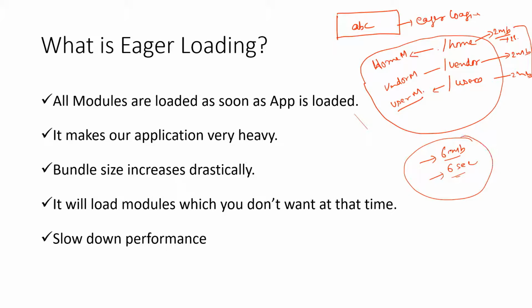So it slows down the performance. How does it slow down the performance? When abc.com appears in the browser, the first page is home, but we don't need the other pages like vendor and user. But in eager loading, it loaded all the modules. That's why it's a waste of time and a waste of size, whatever we are loading. So our application becomes very heavy, and the bundle size increases drastically.